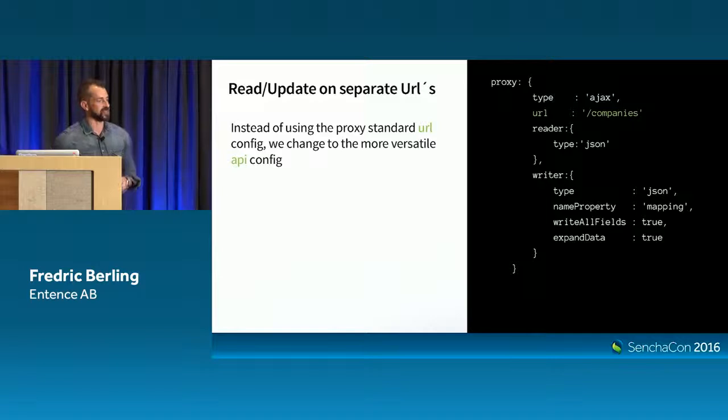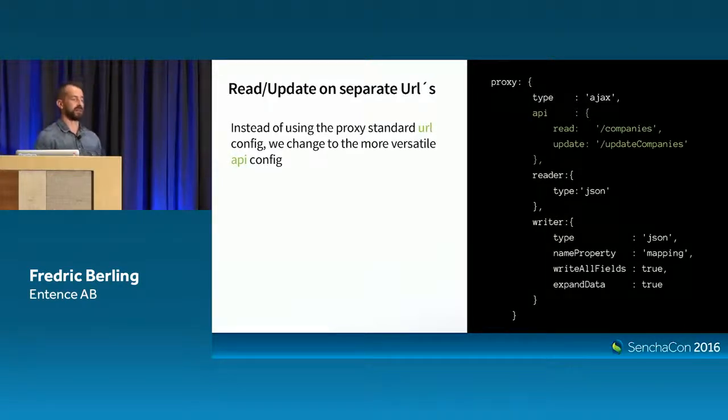Yeah, reading and updating of separate URLs was the demand from the customer. We had configured our proxy with the URL. Now we need to change the URL config to API. API is replacing the URL string, so you should never have them together. When you're using the API config, just get rid of the URL. Now we're in the API config. We can specify one path per method, per operation: read, update, destroy, and create. But we only use read and update in this case.